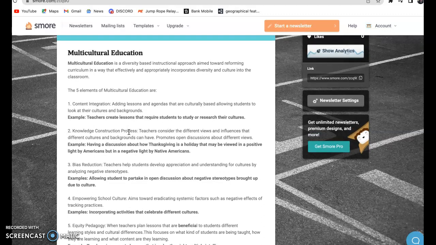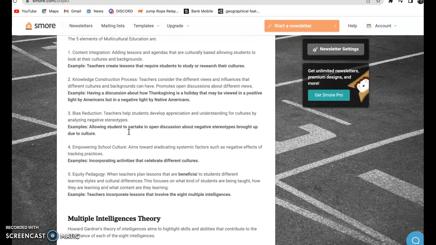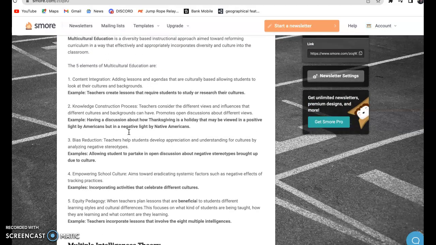I felt like I could talk about this all day, but the 5 elements that I put here were content integration, because these are the 5 elements of multicultural education: content integration, knowledge construction process, bias reduction, empowering school culture, and equity pedagogy. This is super important to me because I know that a lot of times teachers don't focus on all their students. It's very easy to get caught up in how busy you are as a teacher, and you don't really put the time set aside to really pay attention to each group of students that are in your classroom.